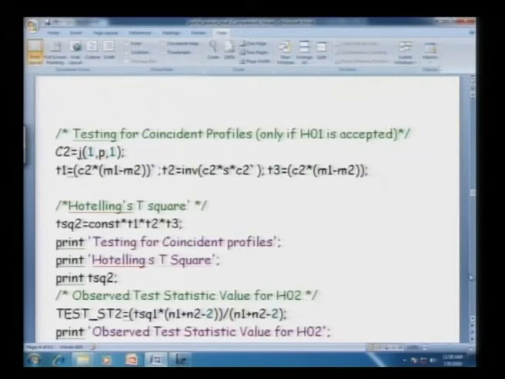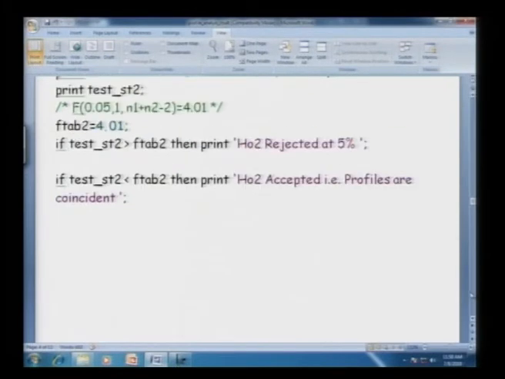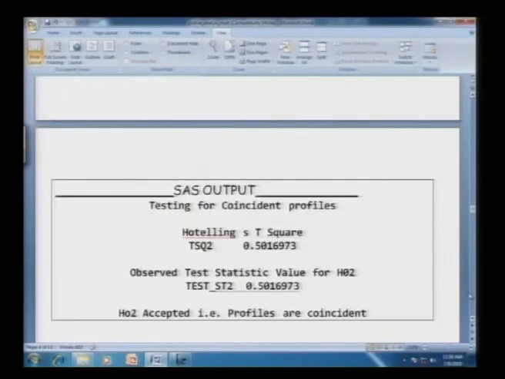Now, once we have this H01 being accepted, then we proceed for testing of the H02 hypothesis. So, testing for the coincident profiles only if H01 is accepted, that is what we have. Then we once again have a similar type of programming in order to compute the Hotelling's T-square statistic, and hence to look at the observed value of the test statistic for the H02 hypothesis, which is given by this. The output tells us that when we are testing for coincident profiles, this is the Hotelling's T-square, this is the value of the test statistic we have, and once again H02 is accepted, that the profiles are coincident.